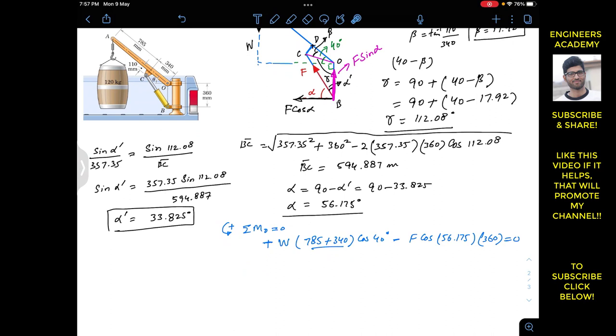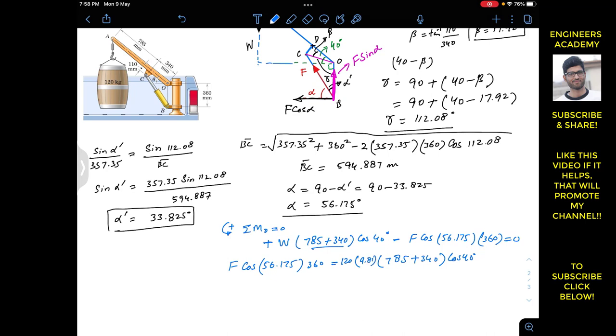So now if I move this component to the other side of the equation, we will have the equation like this. Let me write that this is F cos of 56.175 into 360. That will be equal to the weight times 785 plus 340 cos of 40. And now we know the weight. The mass is given. This mass is 120. So weight is 120 times 9.81.